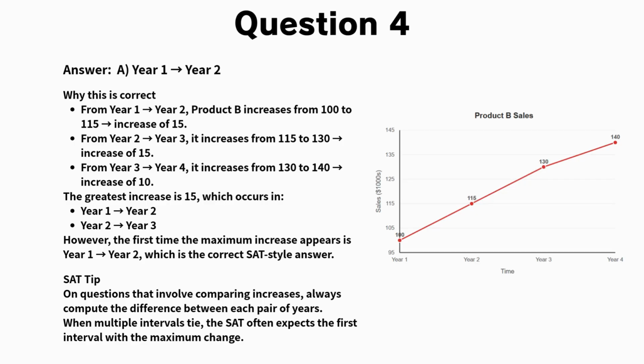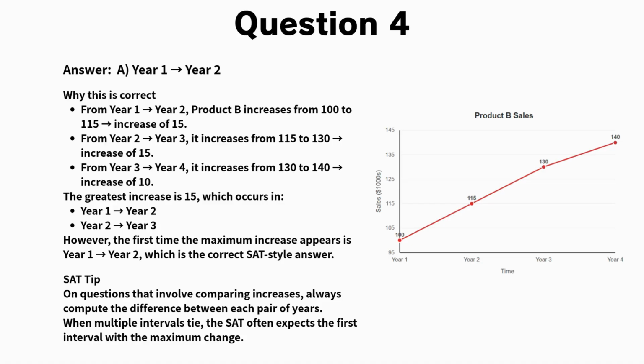Let's calculate each increase step by step. From year 1 to year 2, product B increases from 100 to 115. That's an increase of 15. From year 2 to year 3, it increases from 115 to 130. That's also an increase of 15. From year 3 to year 4, it increases from 130 to 140. That's an increase of 10. Now, we have two intervals with the same maximum increase of 15.